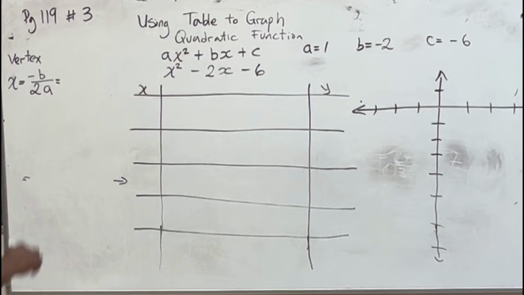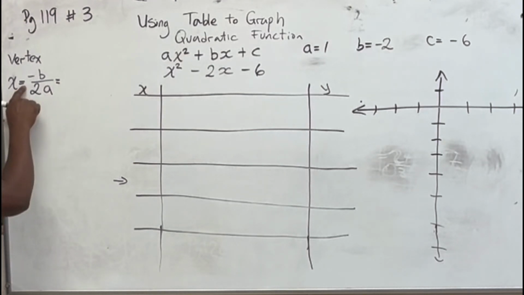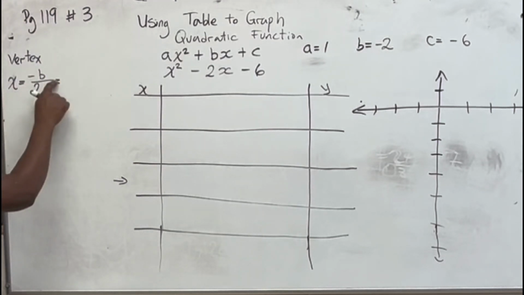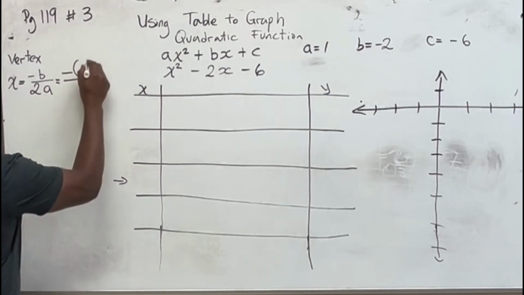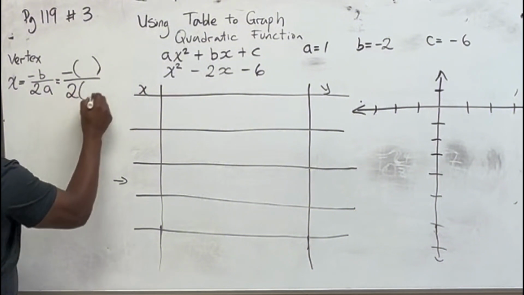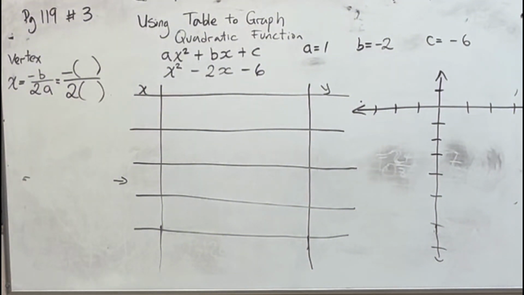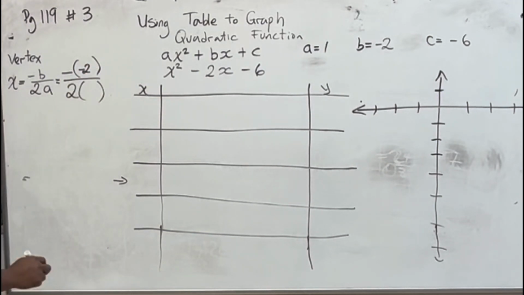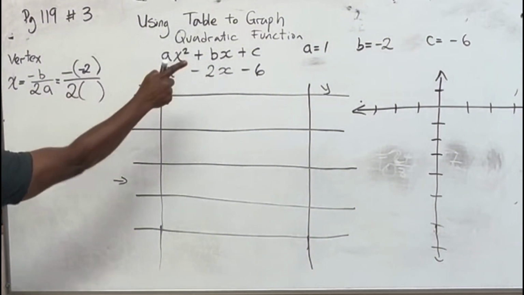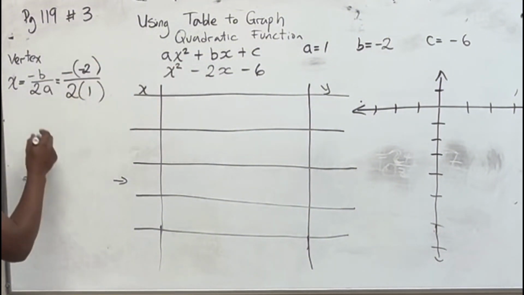And how do you figure out your vertex? X equals what? Negative b over what? 2a. Did you see what I did? Negative b over 2a. What is my b? We did it already. Negative 2. What is my a? 1. It's right there, right? And let's do the computation here.